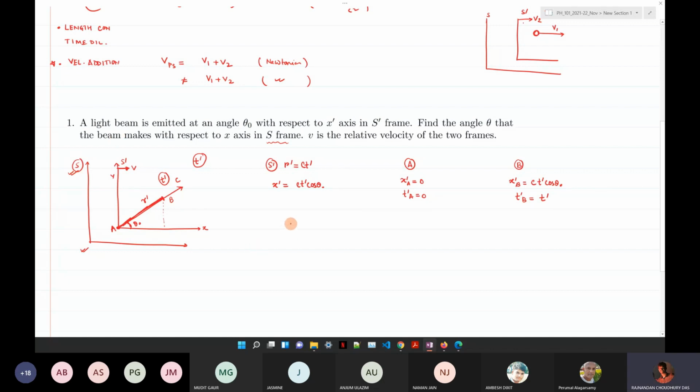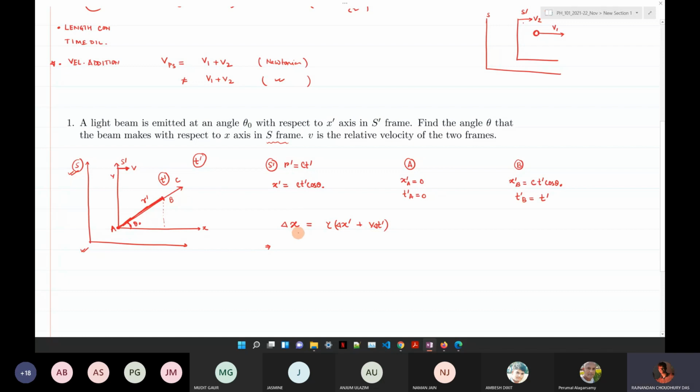So the distance x in S will be equal to gamma times x prime plus v t prime. Everyone agrees this is the Lorentz transformation. If you take some difference, like x2 minus x1, because both of these satisfy this Lorentz transformation, we can write delta also.